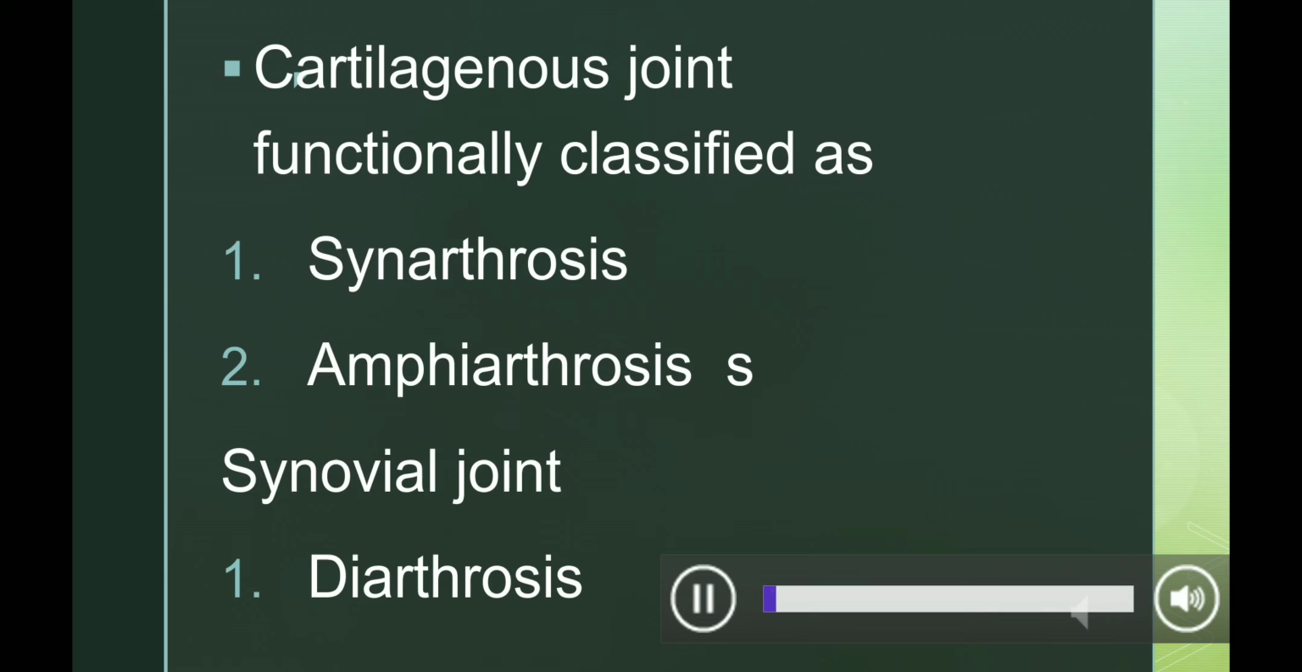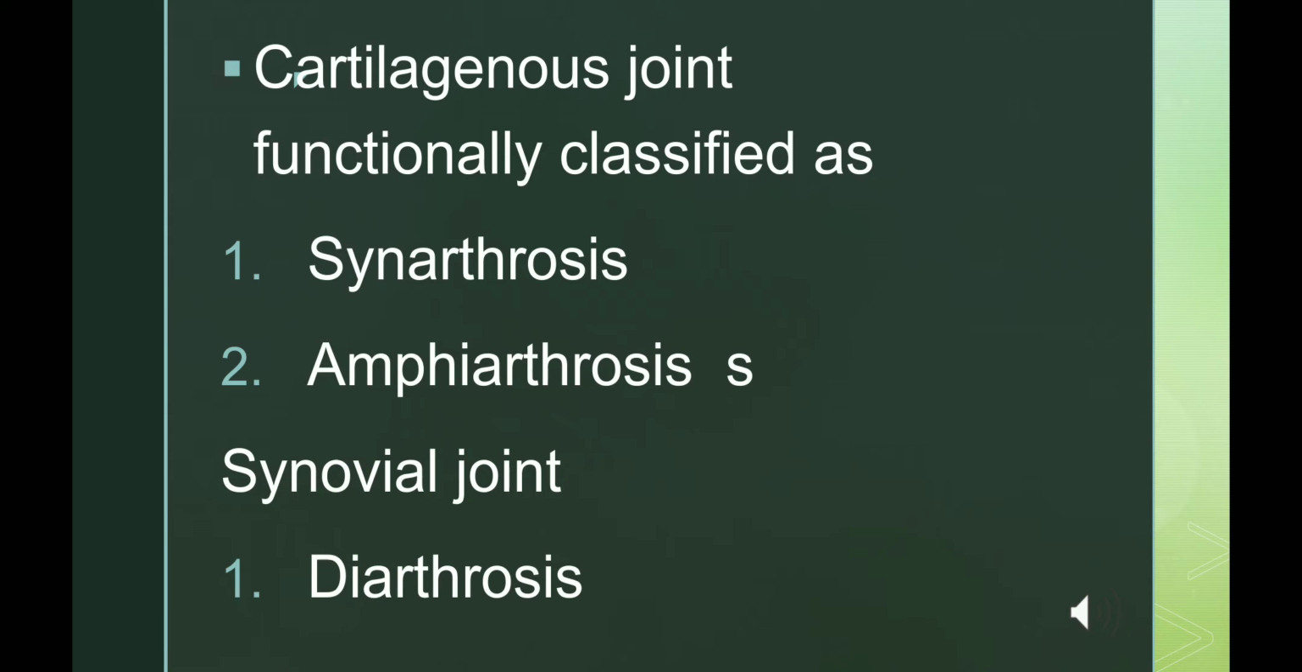The next joint is the cartilaginous joint, and the cartilaginous joint is functionally classified as synarthrosis, that is immobile, or amphiarthrosis, that is slightly movable. And the third one is the synovial joint, and the synovial joint is functionally classified as diarthrosis. That means they are freely movable joints.